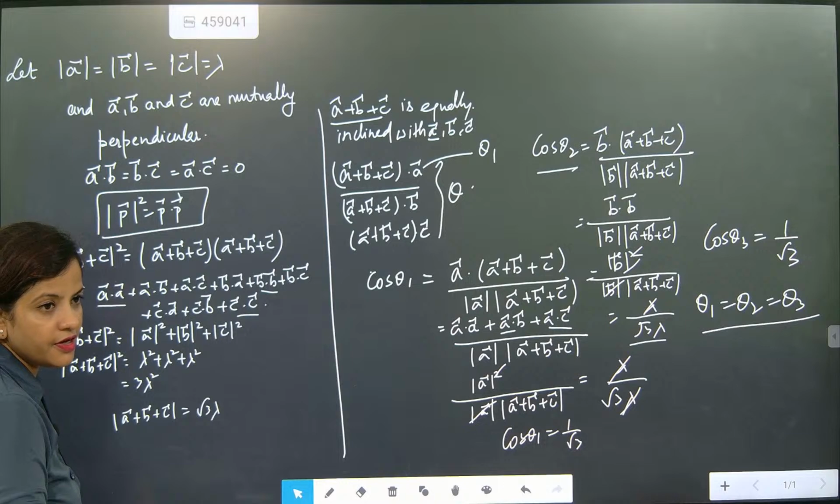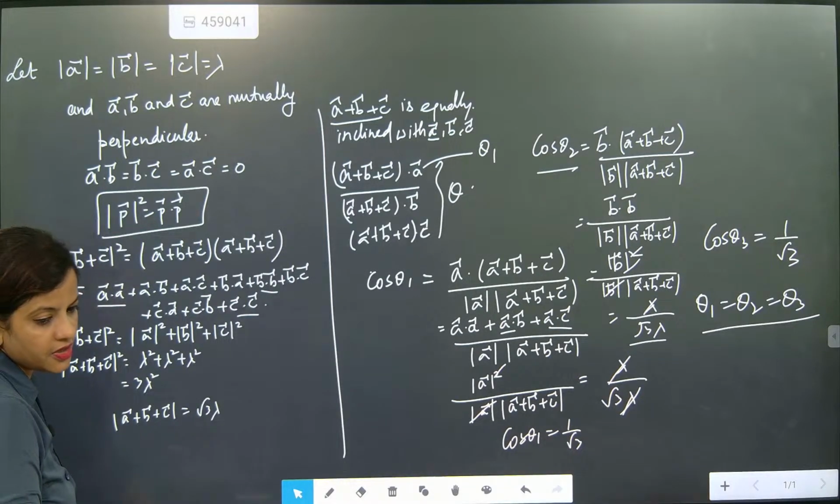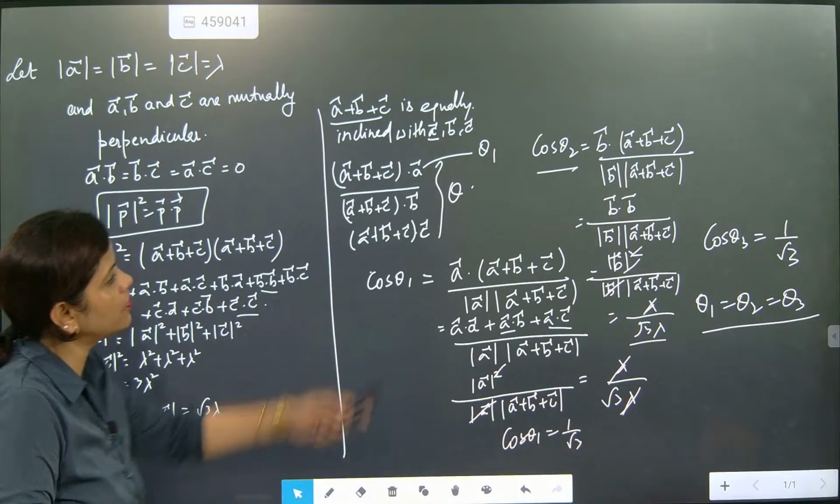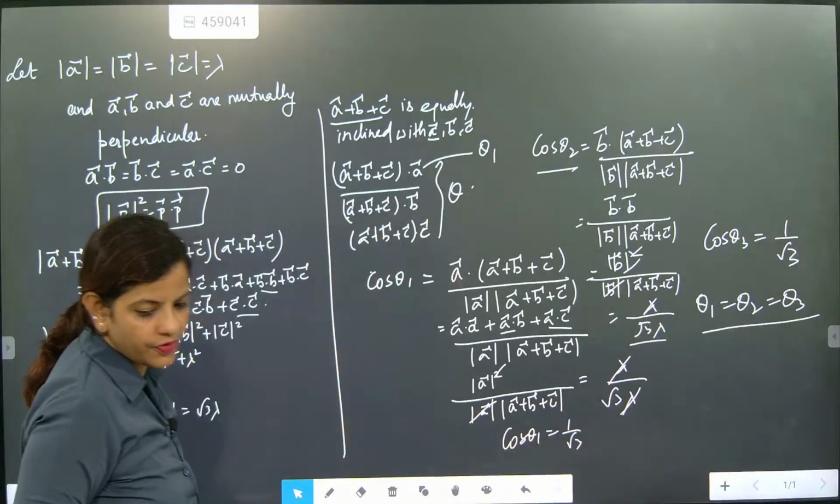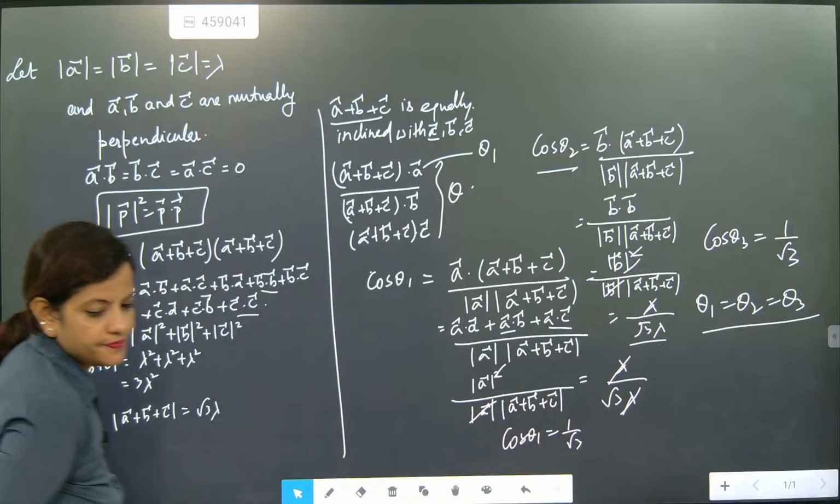Is it done till here? Written? Note down, take your time, take the screenshot. So this will be exactly making theta. We have to prove this one only, right? This is making angle theta. So all are equal to theta. Proved. Correct?